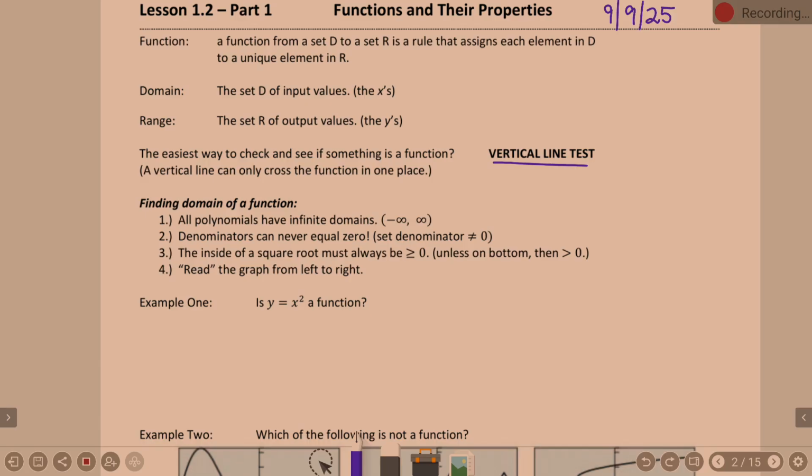Is y equals x squared a function? Yes. Why? It only crosses through 0. Am I right? Isn't that 0, 0, 1, 1, 2, 4? Oh, never mind. I'm thinking a lot of things. We do the vertical line test. That line crosses through there one time. Okay. Yes, it is a function, I agree.